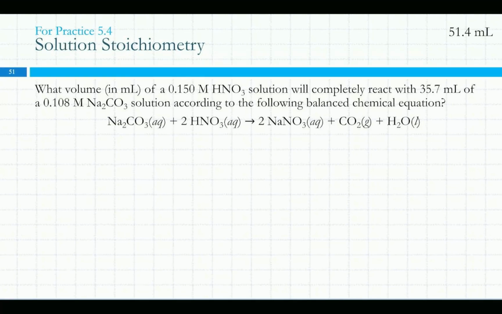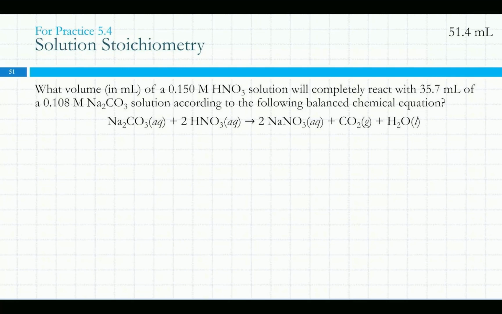Two different solutions, two different compounds. If there's two different compounds, another big hint is that there's a balanced chemical equation and that nitric acid and sodium carbonate are both part of this equation. So this is a stoichiometry problem. So what's the first step in any stoichiometry problem? The equation's already balanced. What do I need to convert from one species to another species in my balanced chemical equation? What units do I need?